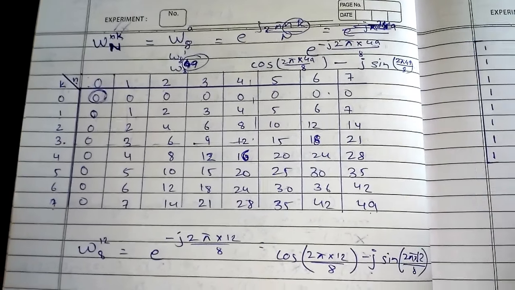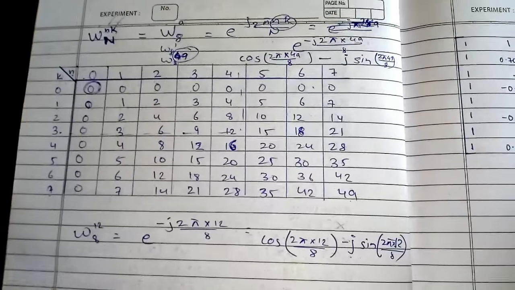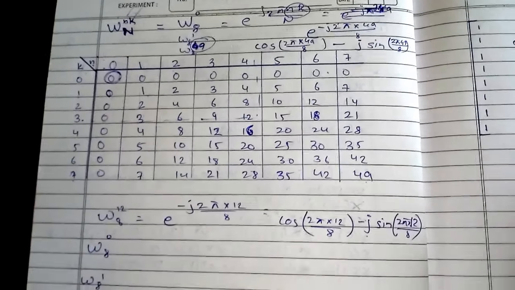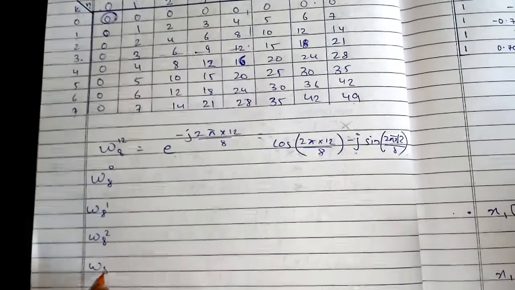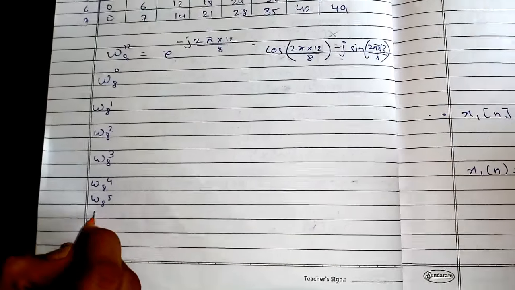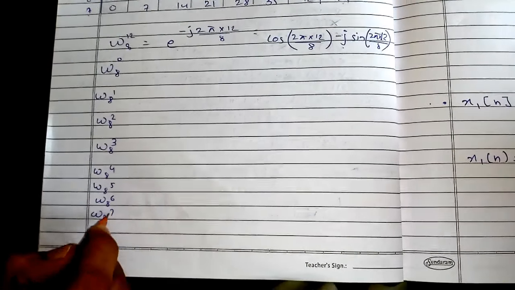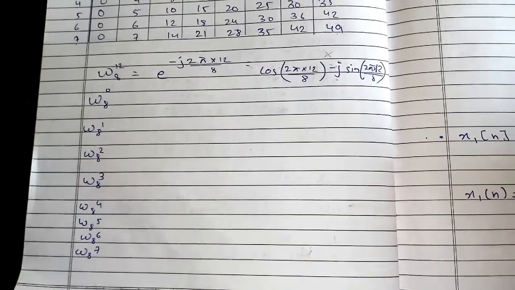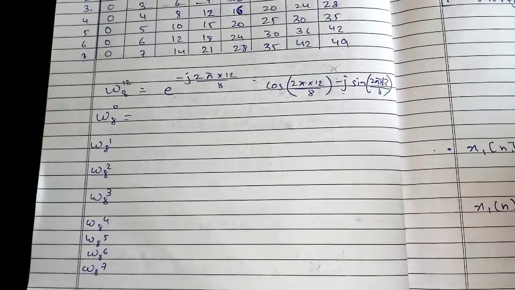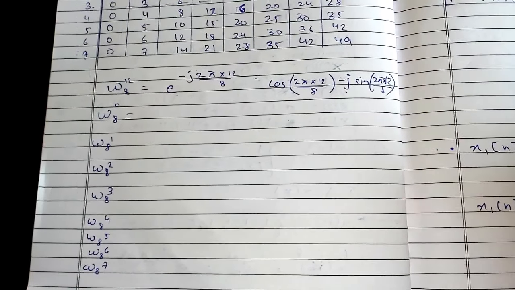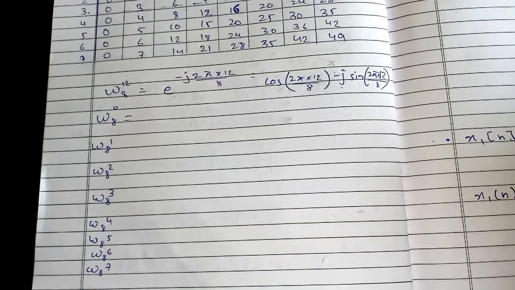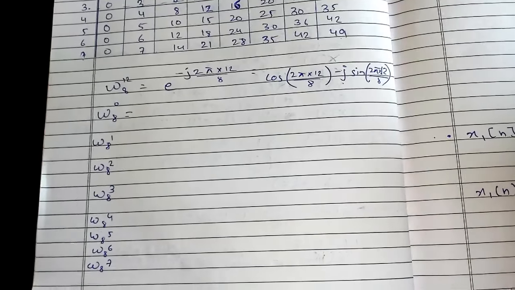I can write here, and this is something which will be very useful. Omega 8 raised to 0, omega 8 raised to 1, omega 8 square, omega 8 cube, omega 8 raised to 4, omega 8 raised to 5, omega 8 raised to 6, omega 8 raised to 7. Now, you have n equals 8, right? Your n is 8, which is the number of terms. I am talking about the capital N. Capital N is equal to 8, which is the number of terms.